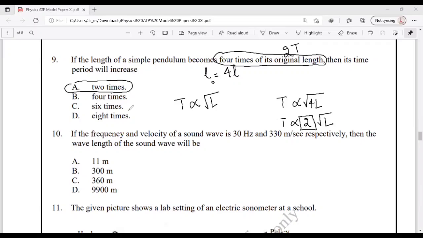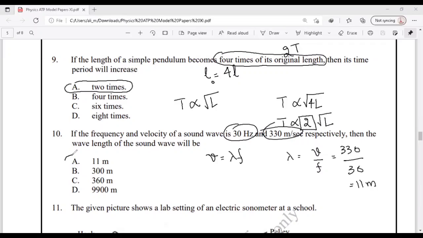Then we have question number 10. The frequency and the velocity of the wave are 30 hertz and 330 meters per second, and we have to find the wavelength. The simple formula from the wave equation is v = λf. So λ is equal to velocity over f. Velocity is 330 and the frequency is 30. So 330 divided by 30 is equal to 11 meters. So 11 meters is the right value of the wavelength. Option A is the right answer.